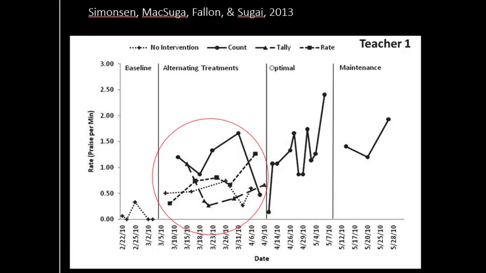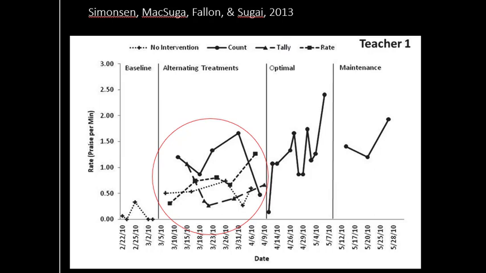Simonson and colleagues compared 3 conditions to evaluate the teacher's use of self-monitoring of praise statements: no intervention, count using a counter, and tally, putting a tally on a sheet. They determined that the rate of self-praise, praise per minute, was best in the count condition.